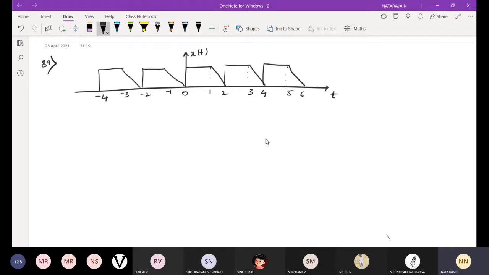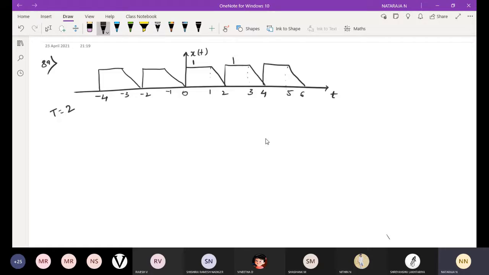Solve this problem. This amplitude will be 1. T is equal to 2. From 0 to 2 we have one signal. From 0 to 1 we have an amplitude, then from 1 to 2 the signal will be decreasing. From 2 to 4 we have a signal. In that, 2 to 3 we have an amplitude 1. Again it will be going to decrease.